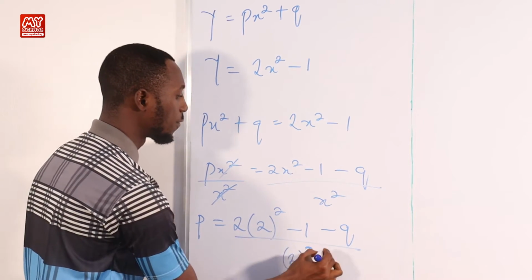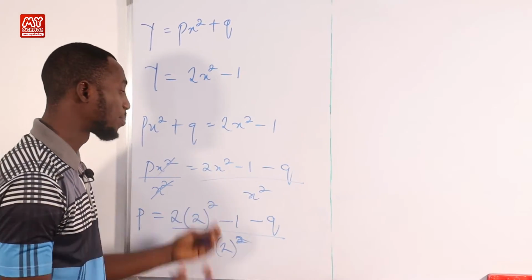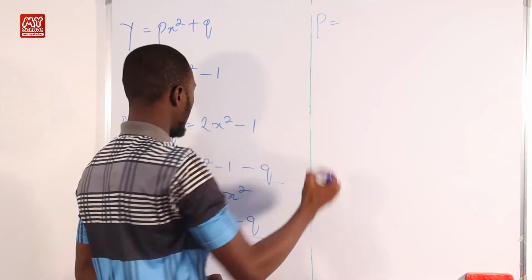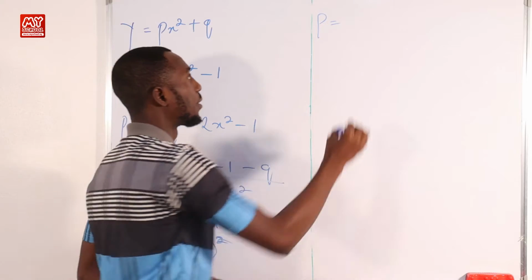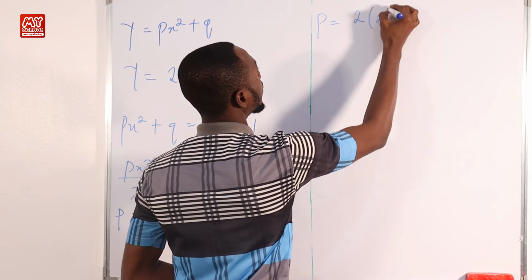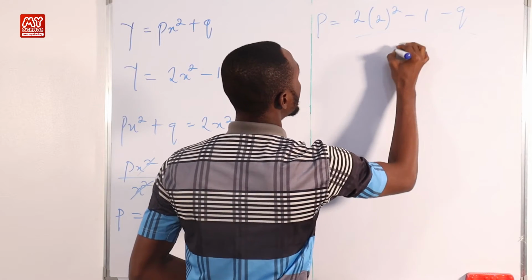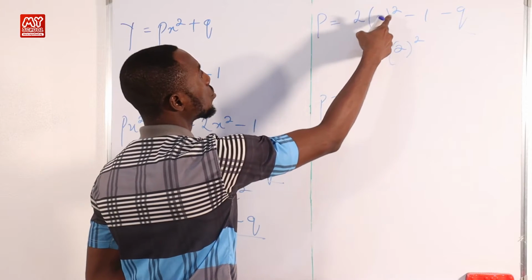So we have to move to the upper side of the board so that we can have more clarity and space to express our steps. So p equals 2. Let me just pull everything up here, over 2 raised to power 2. So we have p equals 2 raised to power 2.